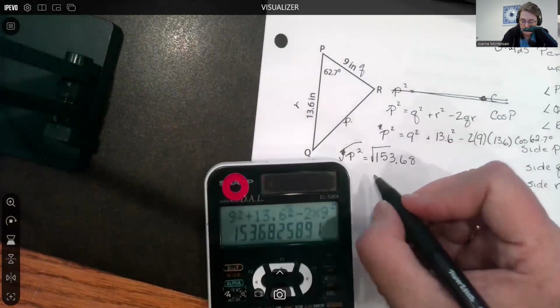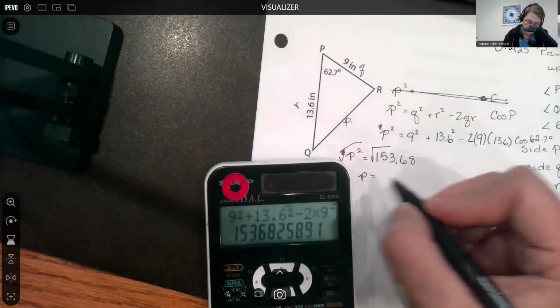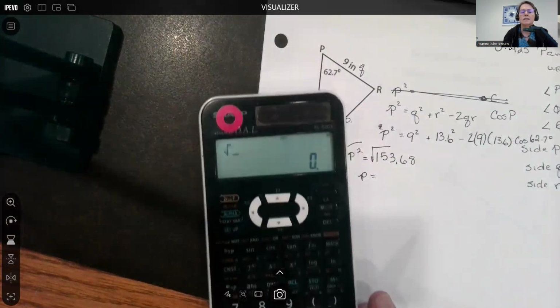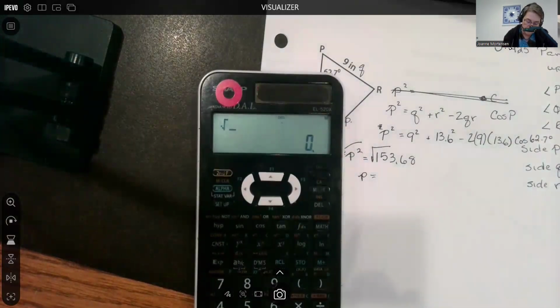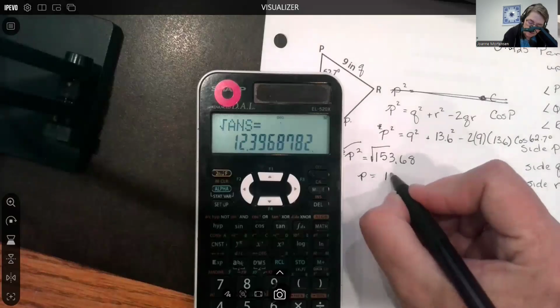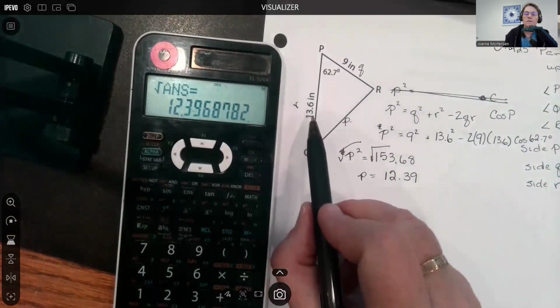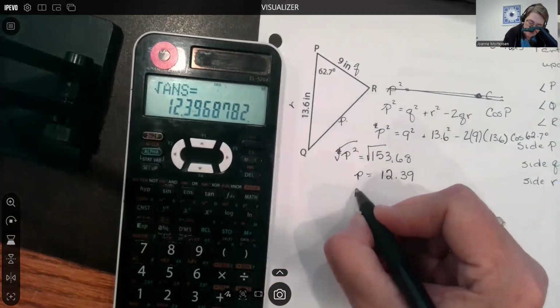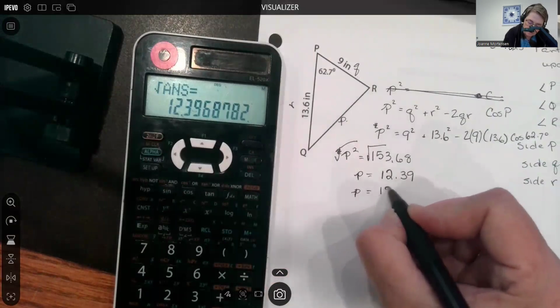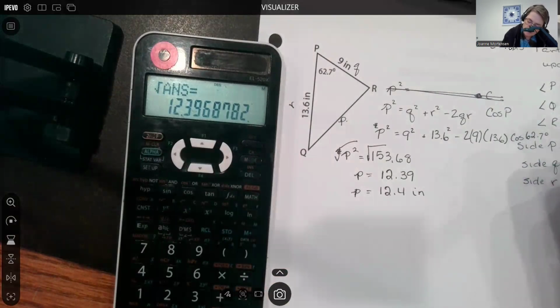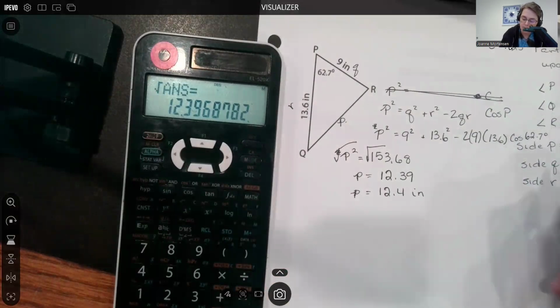Square root. So P is going to be second function square root. On my calculator it's a second function; on other calculators it's just an actual nice little button. 12.39. And I see this answer's got one decimal, so I'm going to make P equal to 12.4 inches. All right, I have all my sides now.